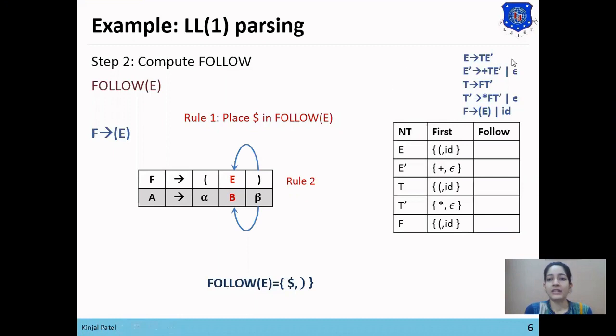Now we'll check for the E symbol at the right hand side, as there is only one statement which has E. So no more rule will be applied. So follow of E is dollar and closing bracket.